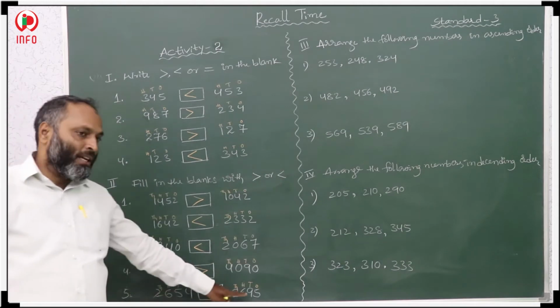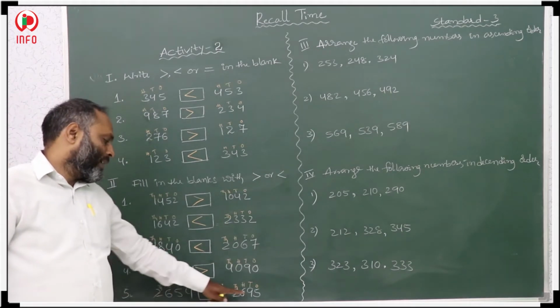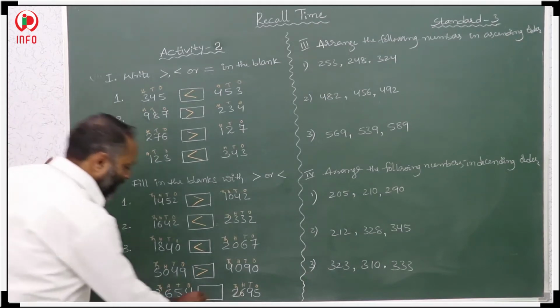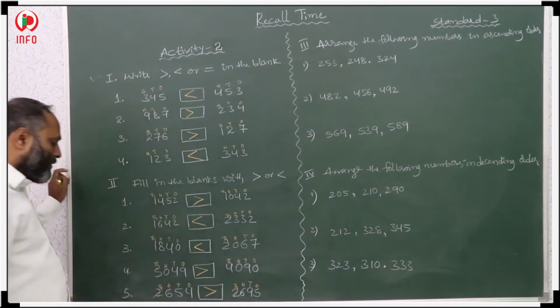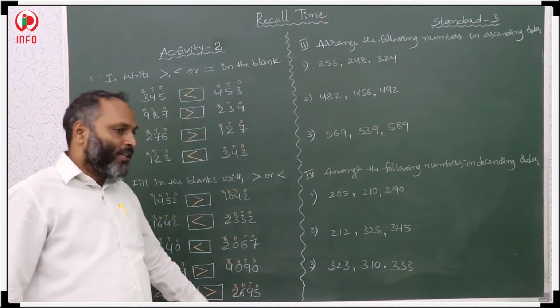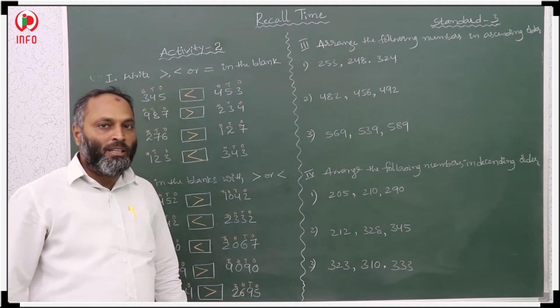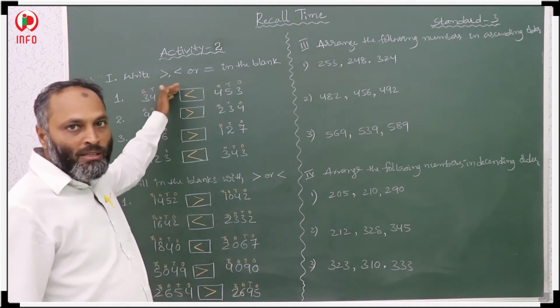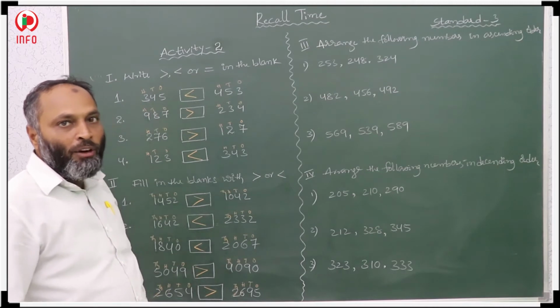Here 5 is there, here 9 is there. Of 5 and 9, 9 is bigger and this one is smaller. This one is smaller, means we have to take less than. 2654 is less than 2695. This is the comparison between 3 digit numbers. This is the comparison between 4 digit numbers.